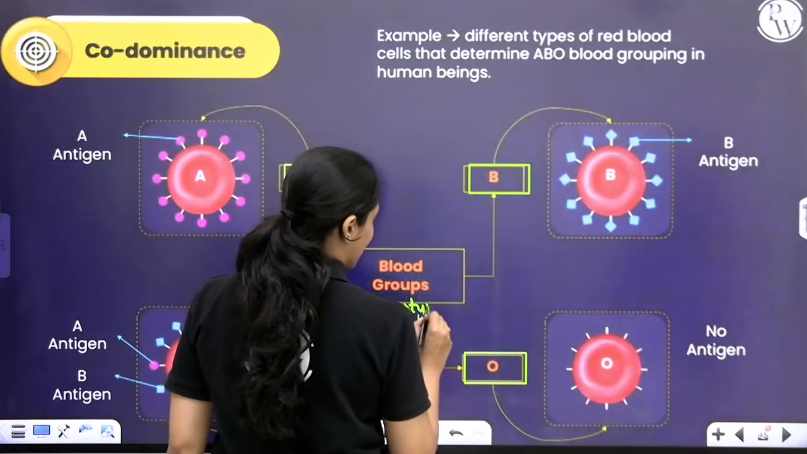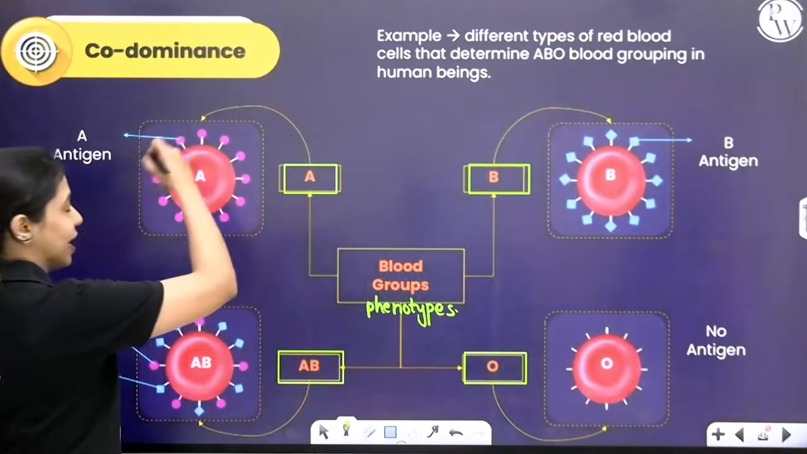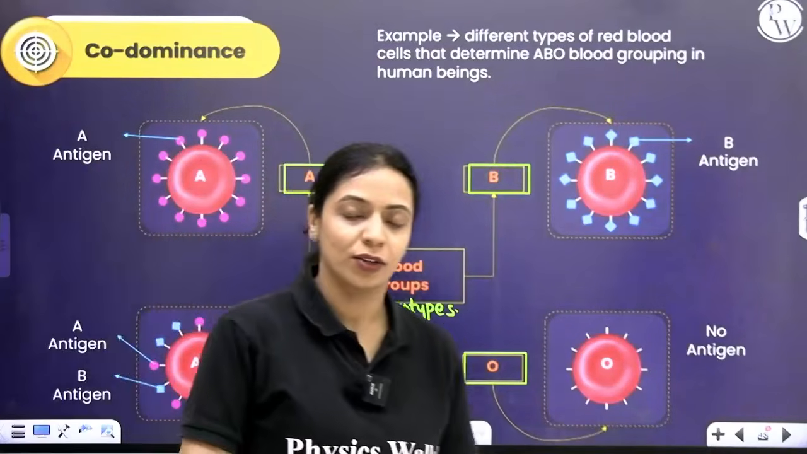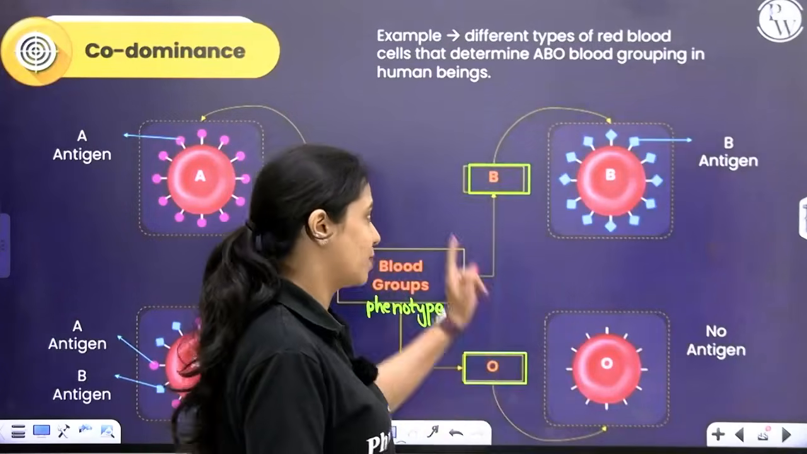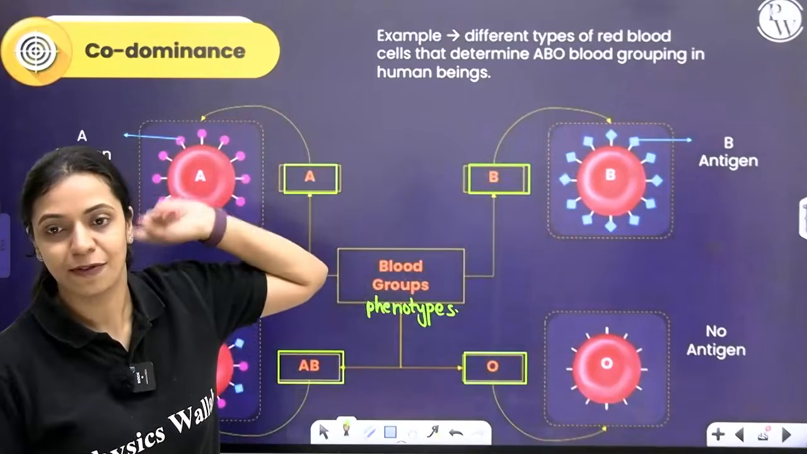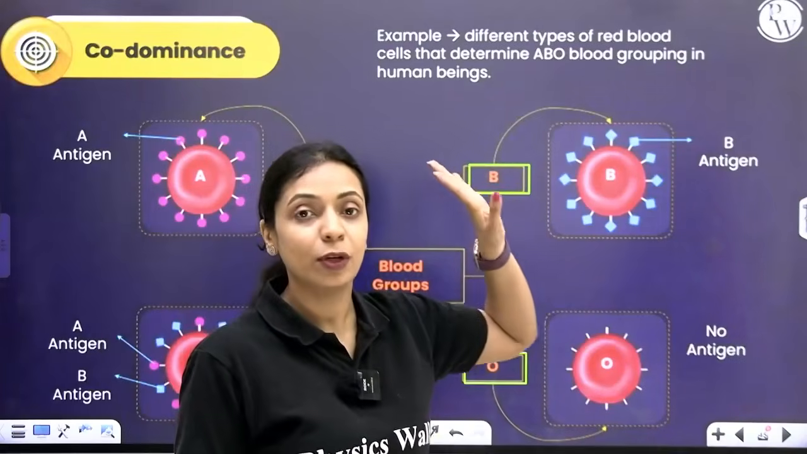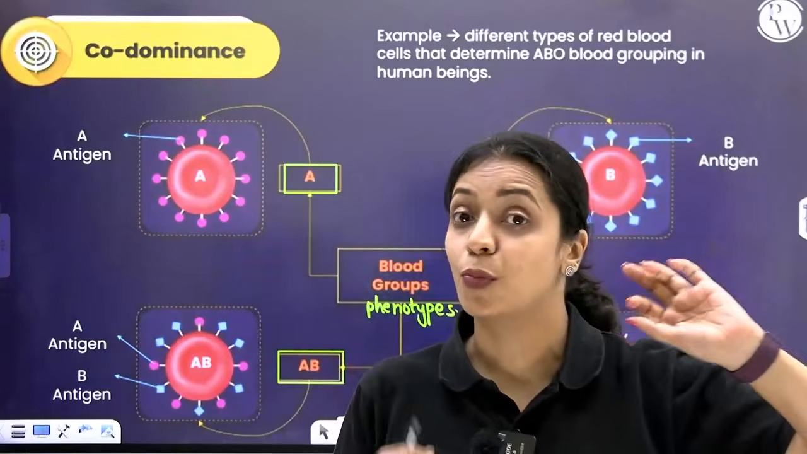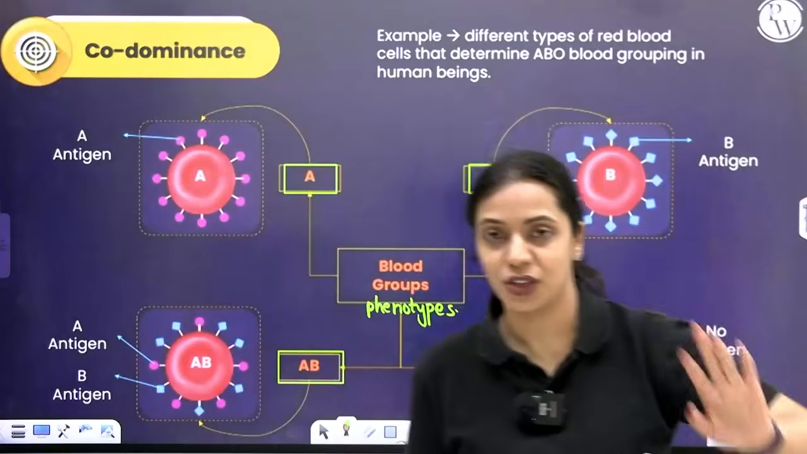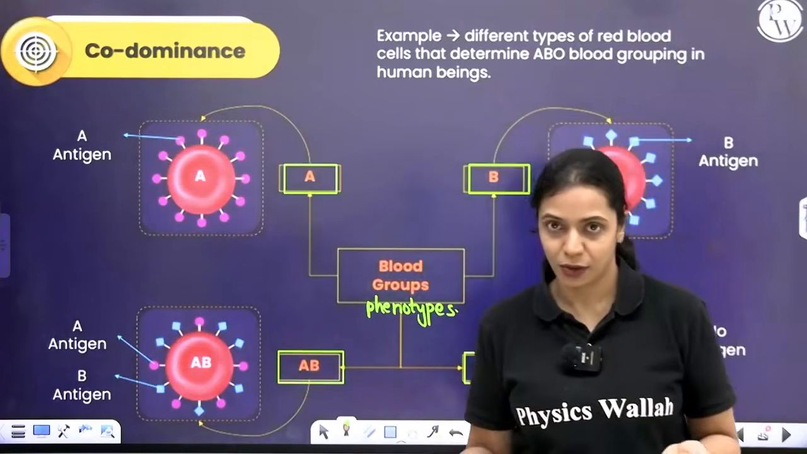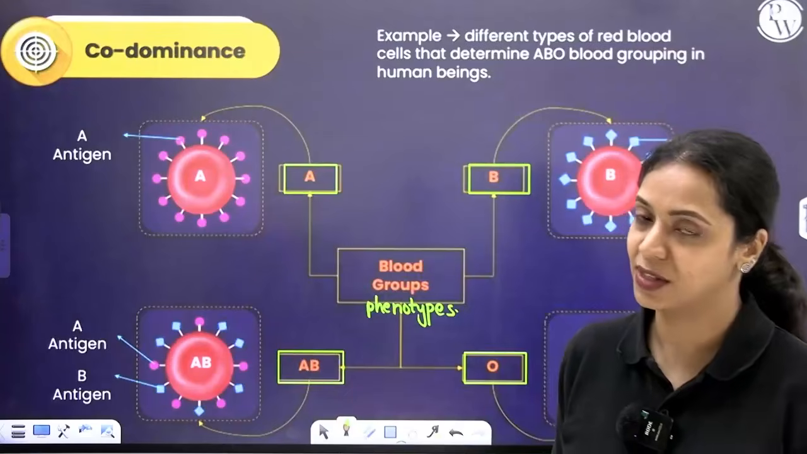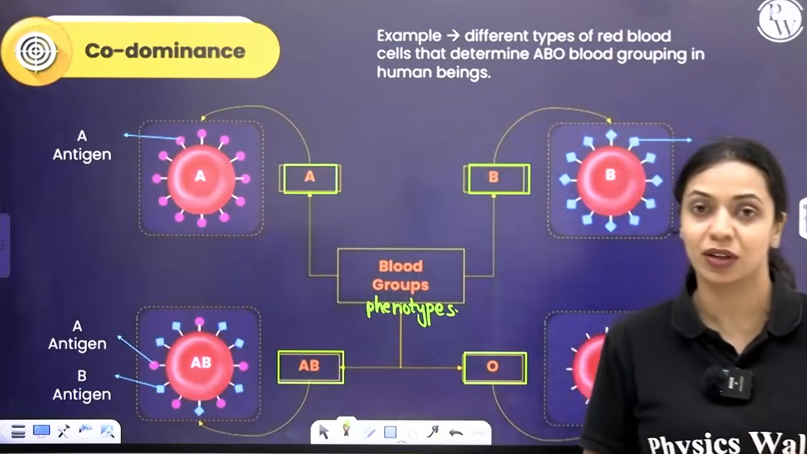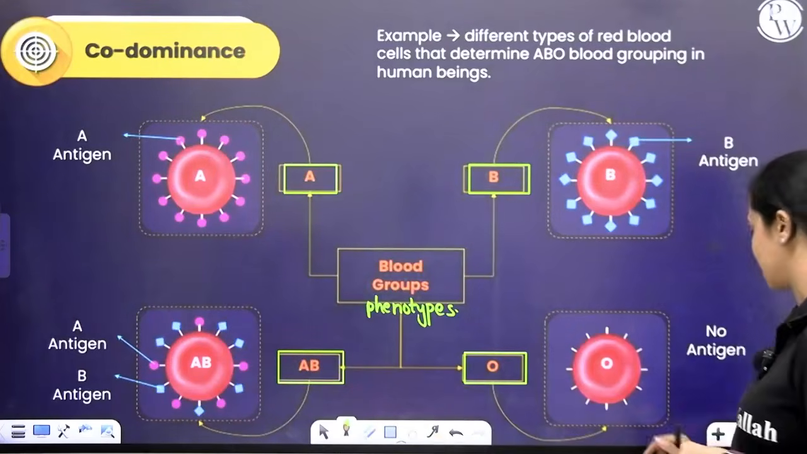What is A blood group? In people who have A blood group, on their RBCs, they have A type of antigen. If somebody has B blood group, on their RBCs, they have B type of antigen. People who have AB blood group have both A and B types of antigen. In people who are of O blood group type, they don't have A or B. They have no antigens present on them. Antigen is basically a sugar that is present on the surface of RBCs.